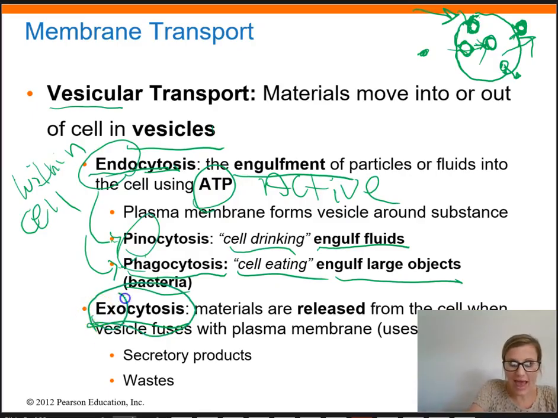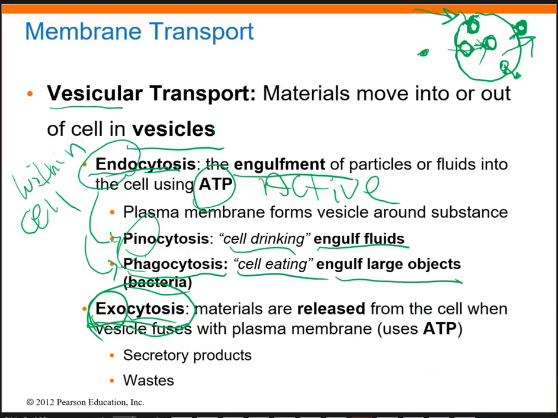Exocytosis, right? Think X like exit, external, like outside. And then again, cyto is cell. So exocytosis is when materials are released from the cell when the vesicle fuses with the plasma membrane. So if there's something in this vesicle here, and then the vesicle comes and fuses into the membrane, it dumps whatever's inside it outside. Again, this uses ATP.